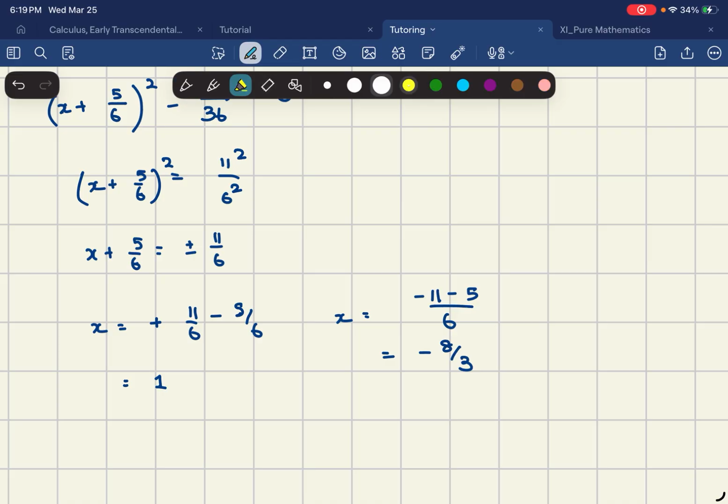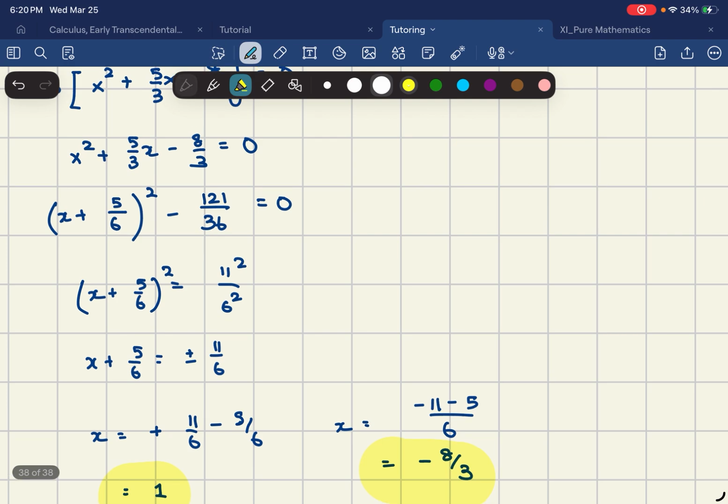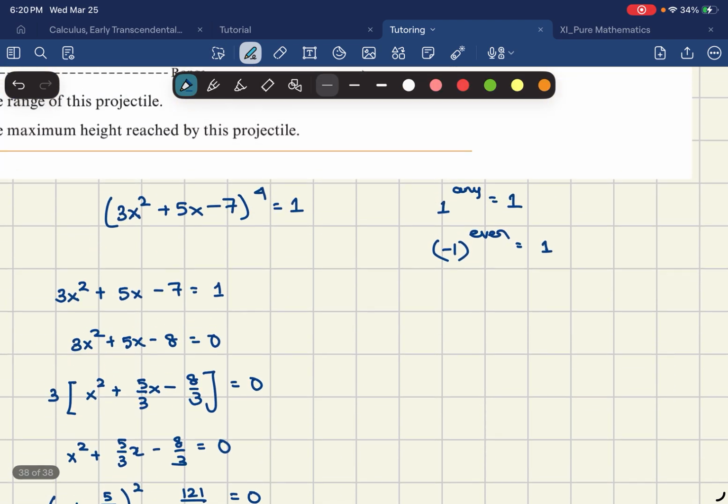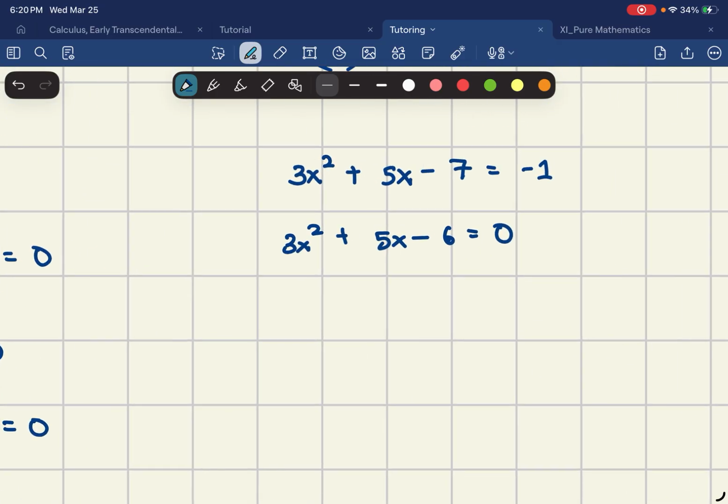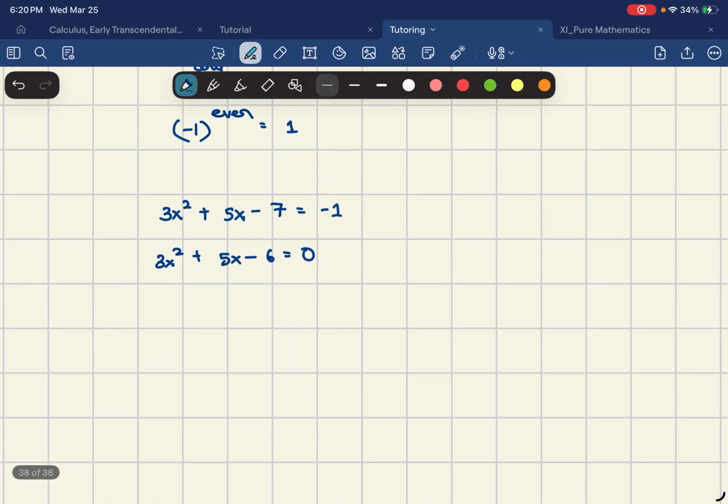But remember, we can solve it for negative 1 as well. So in this case, we just solved it for positive 1. So 3x squared plus 5x minus 7 is equal to negative 1. 3x squared plus 5x minus 6, if I add 1 to both sides, gives me 0. And let's actually use the quadratic formula. And that sets us up in a very good way to prepare for the next video.